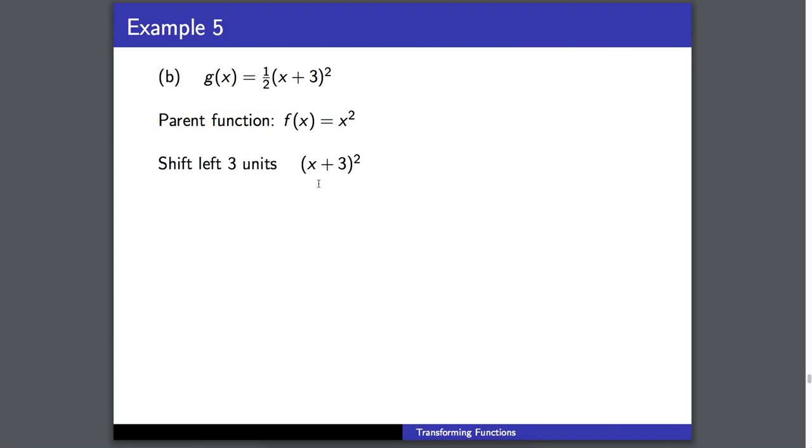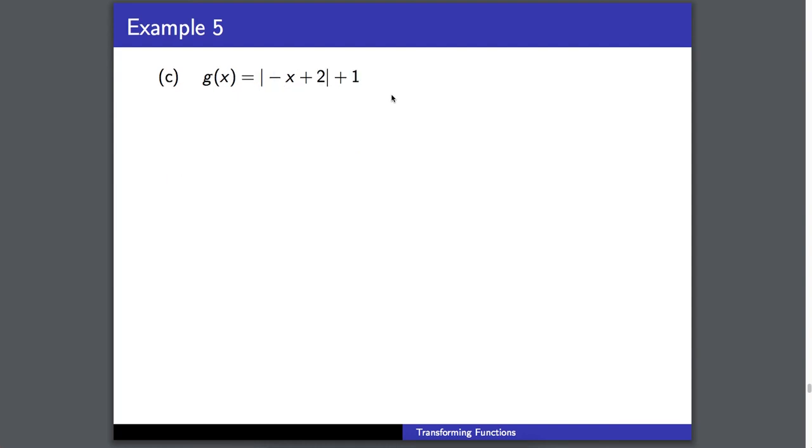There are no reflections because nothing's being multiplied by a negative. This 1/2 that's out in front is a vertical compression by a factor of 2. So we have 1/2 times the expression (x plus 3) squared, and we don't have anything else we're adding or subtracting, so there's no vertical shifts up or down.